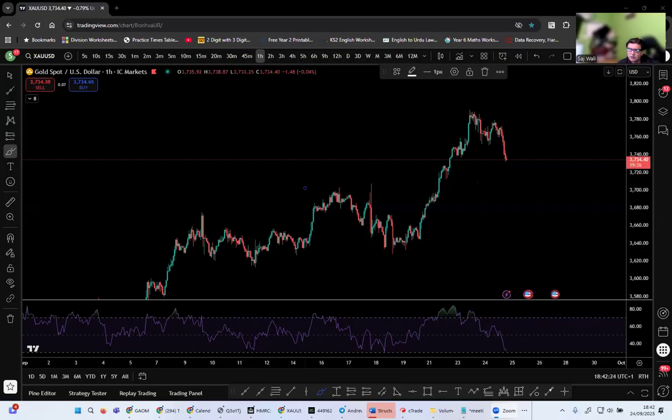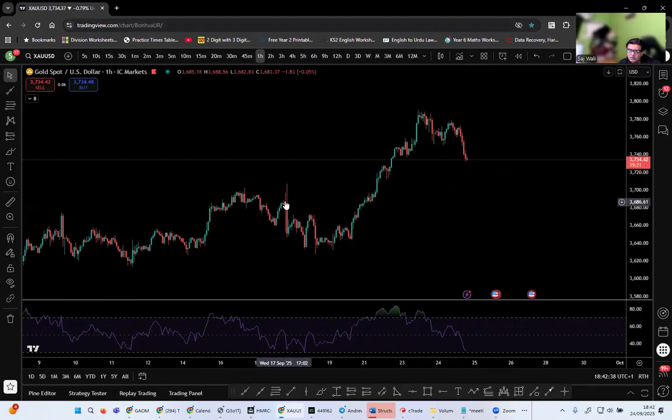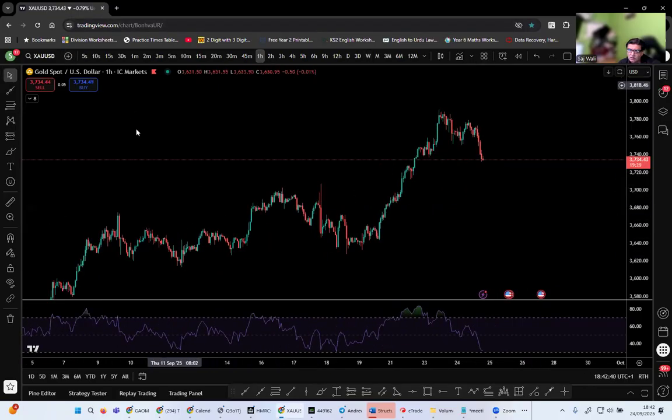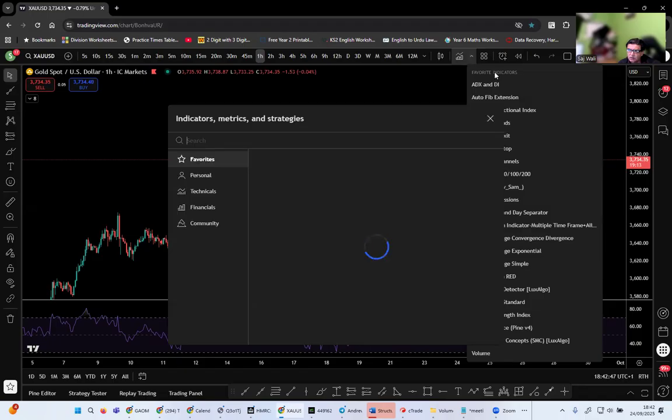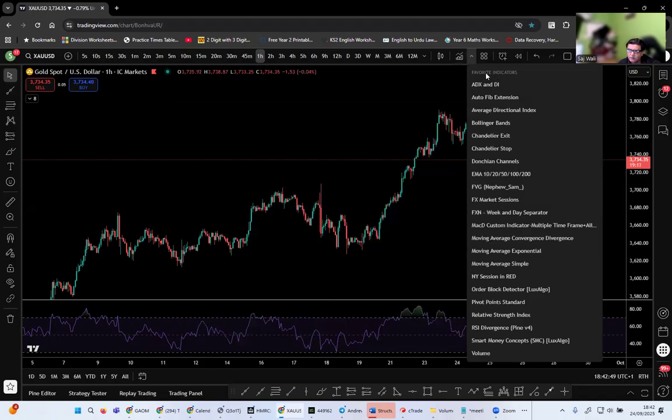Let's start. Our topic for today is divergence, RSI divergence. So as you probably already know, let me remove this. Right, with that, how to put RSI on the chart. This is a standard gold chart on IC Markets. And to put an RSI on your chart, I already have RSI.